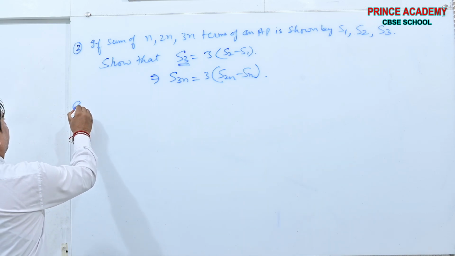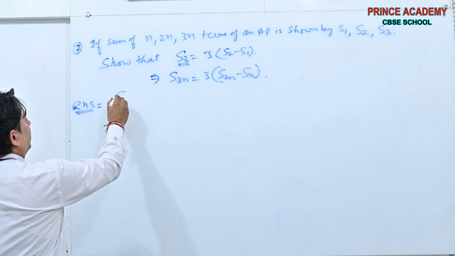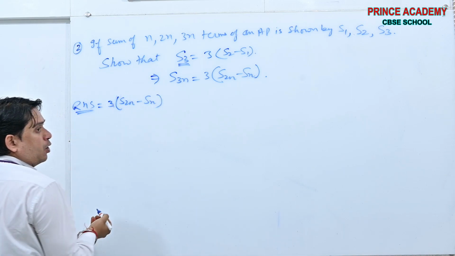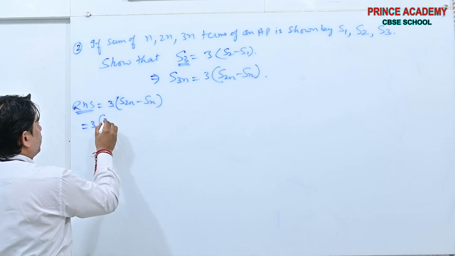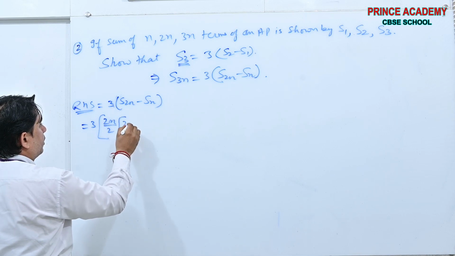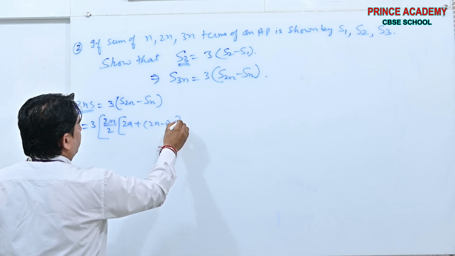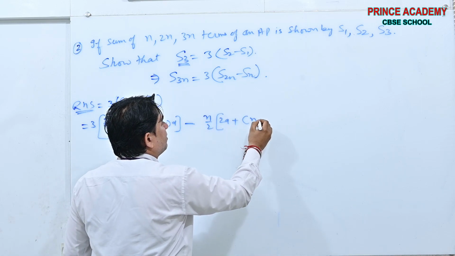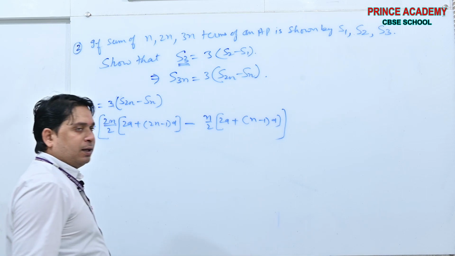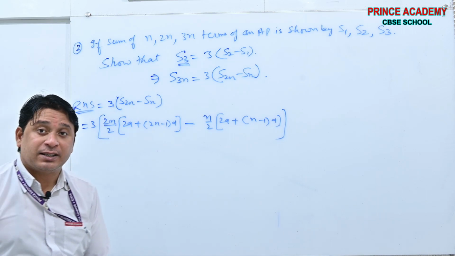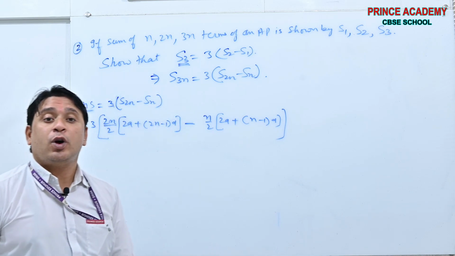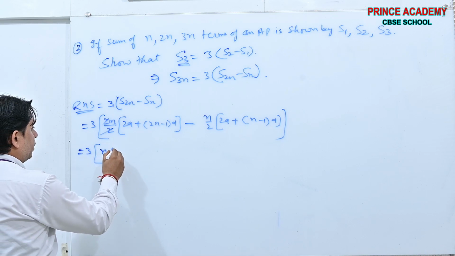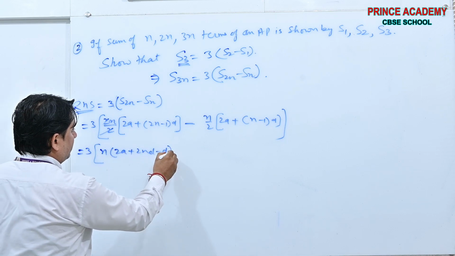See the right hand side. What is the right hand side? 3 into S2n minus Sn. Okay, now see. What is S2n? n by 2, 2a plus n minus 1 into d, minus. What is Sn? n by 2, 2a plus n minus 1 into d. Okay, this is the right hand side formed. Now what do we have to do? We have to solve it. See beta, so simple is this. This cancels this, n into 2a plus 2nd minus d.